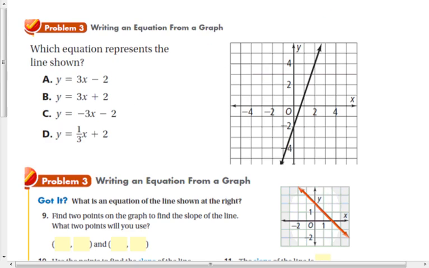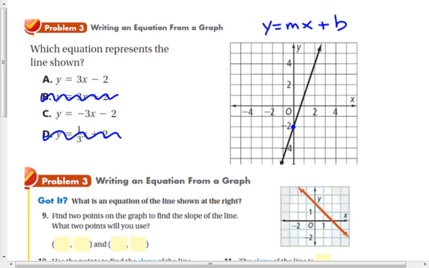All right, problem 3 here. We want to know how to write an equation when we have a graph. To write our equation in slope-intercept form, we need to know the slope, which is m, and the y-intercept. So let's get our b right now. It's right here. That's the point (0, -2), so our y-intercept is negative 2. Let's cross out all our possibilities that don't have negative 2 for a y-intercept.